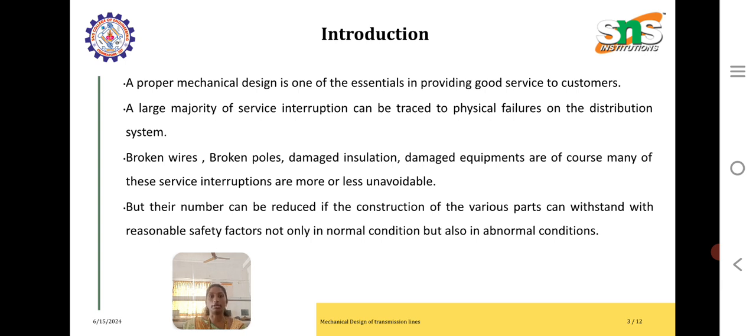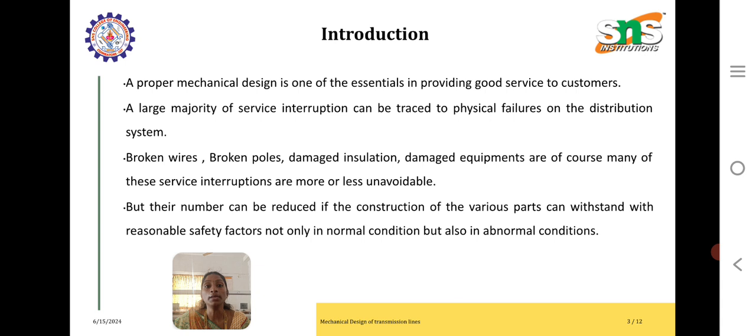more or less unavoidable. The problems that can occur are that sometimes the conductor may be broken, sometimes the poles may be broken, sometimes the insulation may be damaged. Insulation is a coating above the conductor, so that may be damaged, and some equipments may be damaged. These are some common service interruption issues which are more or less unavoidable. We cannot say that it can be 100% recovered. It cannot be avoided. It may happen, but their number can be reduced.